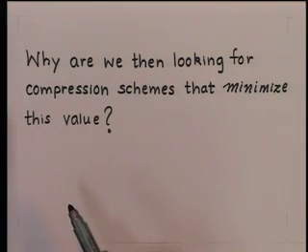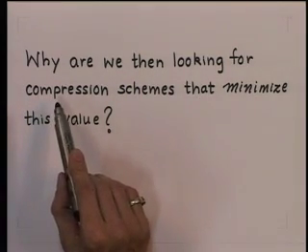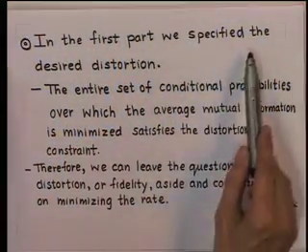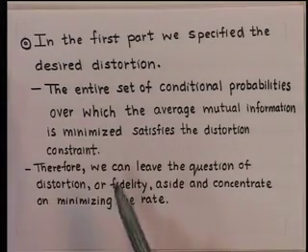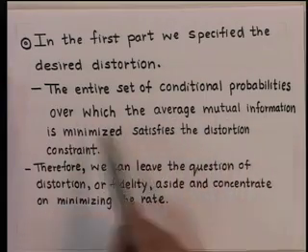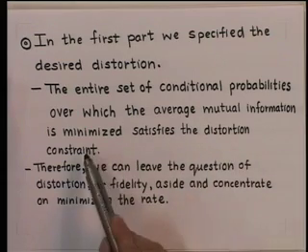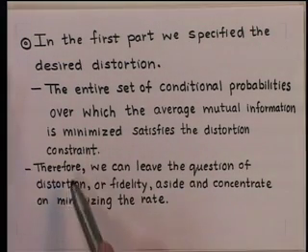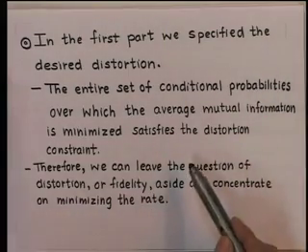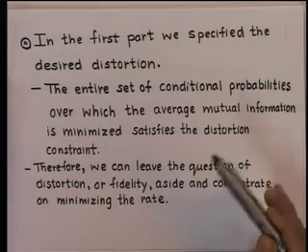Now, to understand this, we have to remember that the process of finding the performance of the optimum compression scheme had two parts. In the first part, we specified the desired distortion. So, the entire set of conditional probabilities over which the average mutual information is minimized satisfies the distortion constraint. Therefore, we can leave the question of distortion or fidelity aside and concentrate on minimizing the rate. So, this provides some kind of qualitative justification for the rate distortion formula.